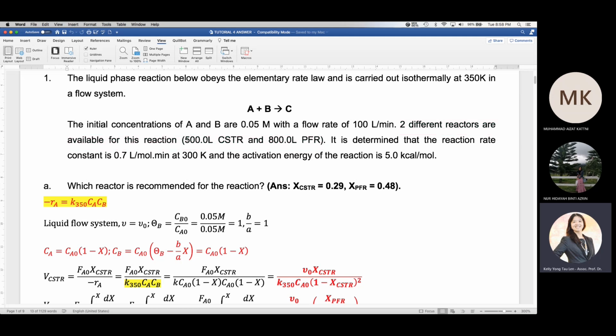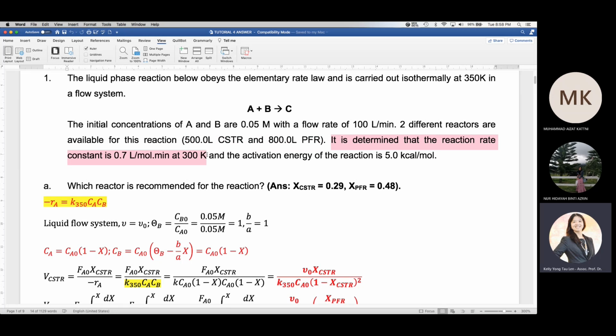Tapi the CSTR and PFR given to us is at different volume. I have a 500 liter CSTR. So volume CSTR yang saya ada tu 500 liter. Dan I have another one PFR, the plug flow reactor dengan volume 800 liter. Okay, so dia kata, it is determined that the reaction rate constant 0.7 at 300 Kelvin.